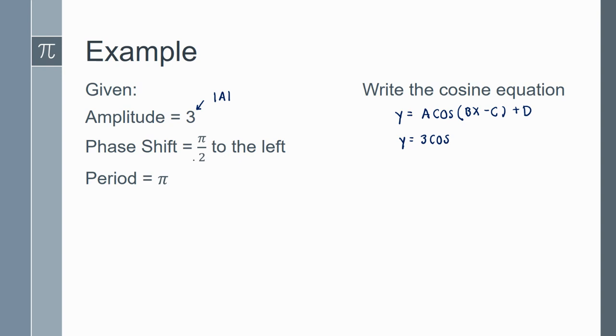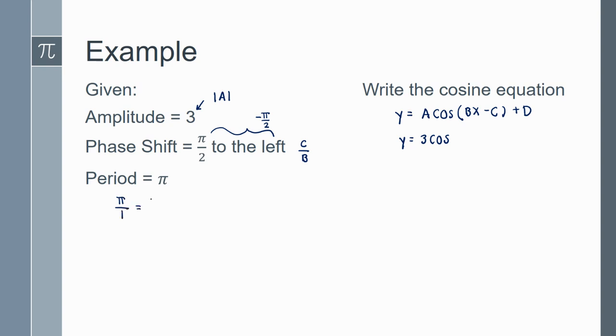Phase shift, remember, it says that it's to the left. Technically, to the left means that it's a negative. So this is a negative pi over 2. When that's the case, remember, that's always c divided by b. So I have to know what b is first before I can find c. That means I'm going to go down to the very last one here where it says period. If my period is pi, we're going to set it up like we did with those other ones. So I'm going to make pi a fraction by putting it over 1.